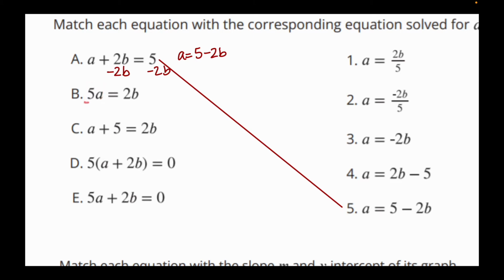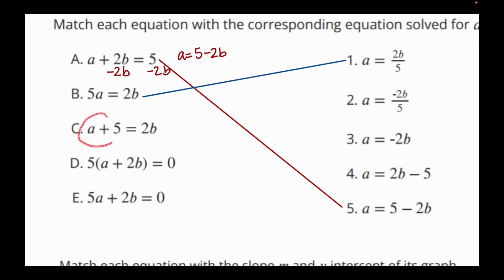Here with a, I would have to divide by 5. So I'm going to look at 2b, and I want a 2b that's divided by 5, and that should be it. Looks to me like that's number 1 over here. So let's match that one up. We'll use blue and match this with number 1.